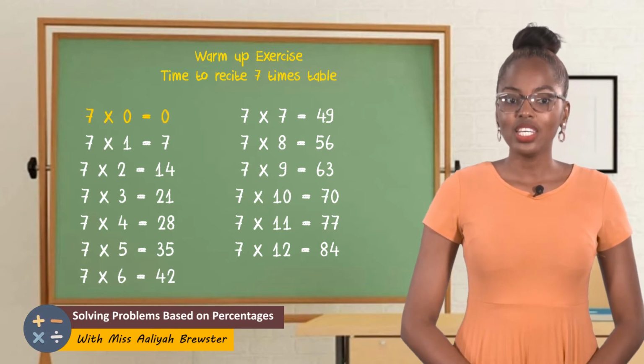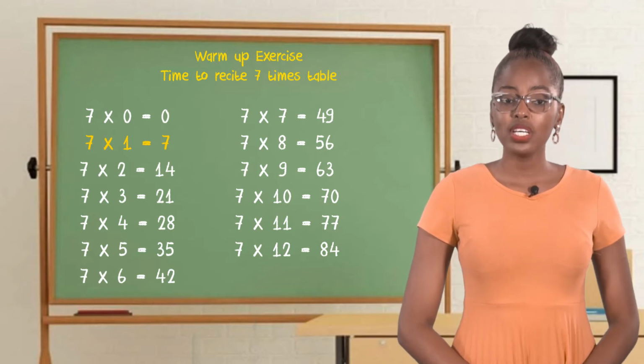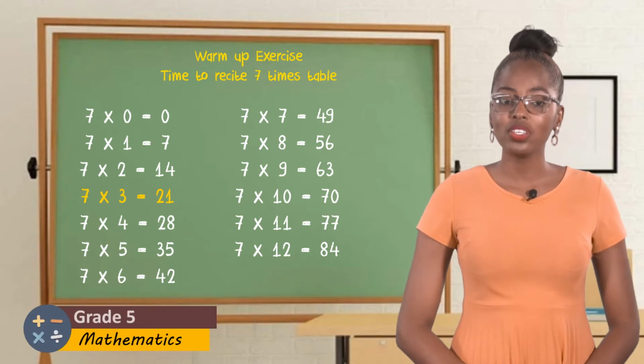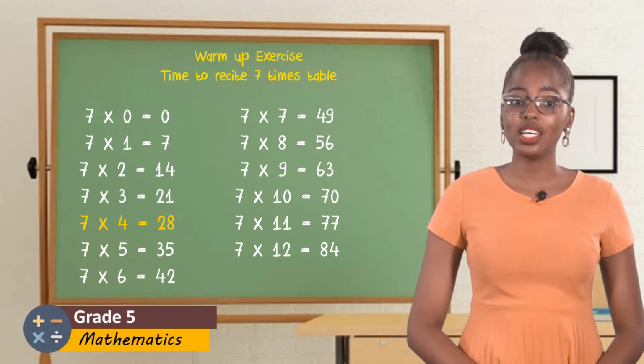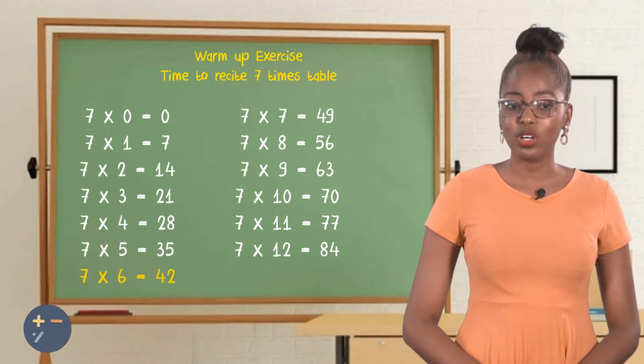Let's go. 7 times 0 is 0. 7 times 1 is 7. 7 times 2 is 14. 7 times 3 is 21. 7 times 4 is 28. 7 times 5 is 35. 7 times 6 is 42.